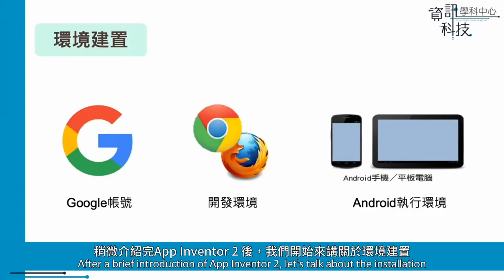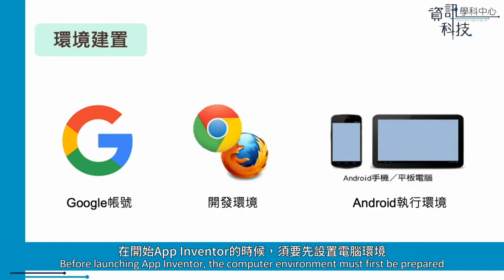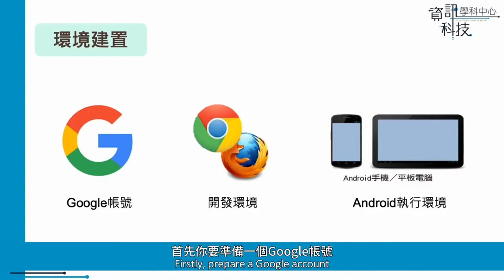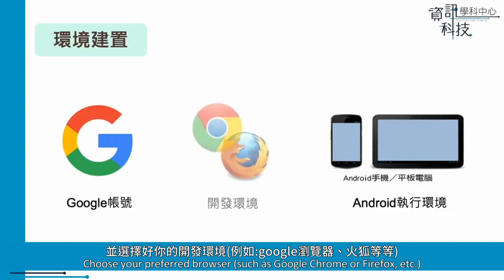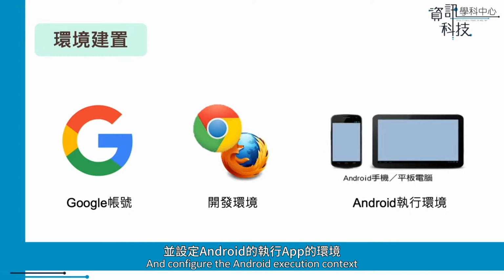After a brief introduction of App Inventor 2, let's talk about the installation. Before launching App Inventor, the computer environment must first be prepared. Firstly, prepare a Google account. Choose your preferred browser, such as Google Chrome or Firefox, etc., and configure the Android execution context.